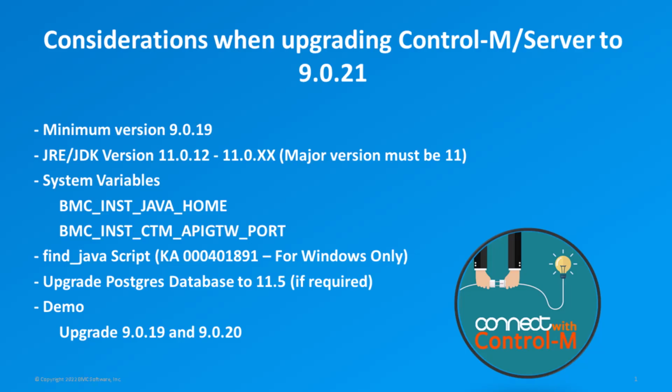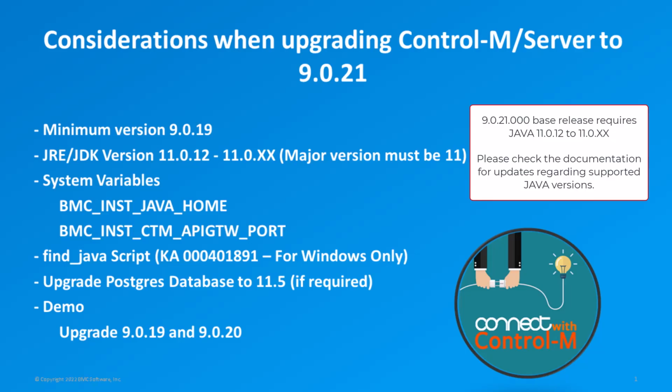For my portion of the demo, we will go through an in-place upgrade of Control-M to version 9.0.21. A minimum of version 9.0.19 is required to upgrade directly to 9.0.21. There are a few pre-installation requirements for this upgrade. A pre-installed version of JRE is required. The supported Java major version is 11, and the minor version needs to be 12 or above.